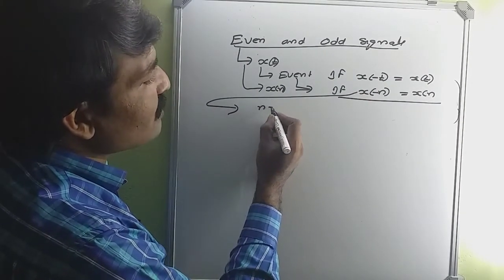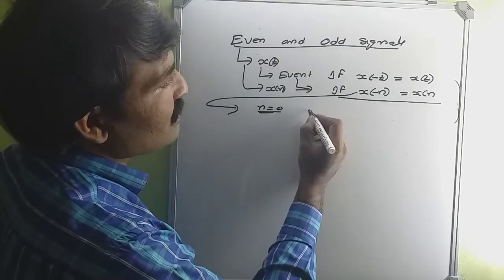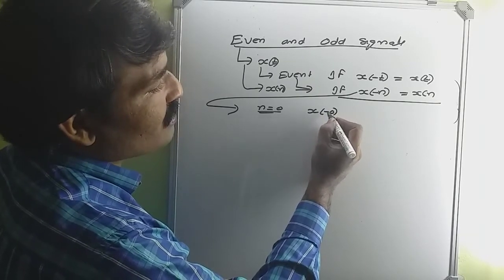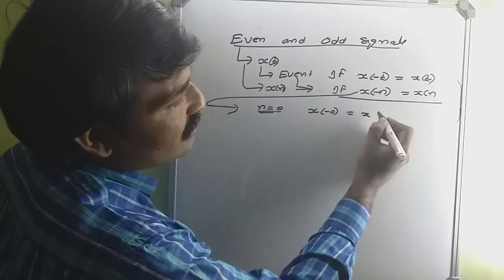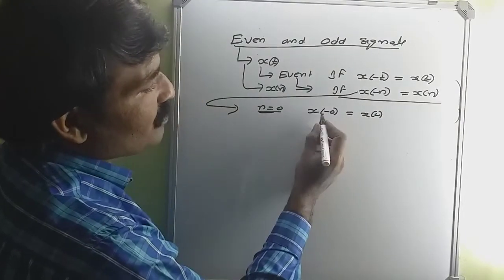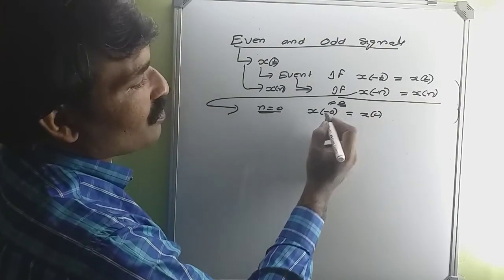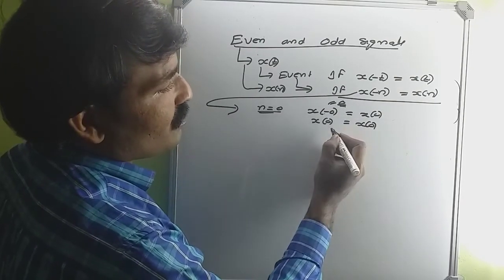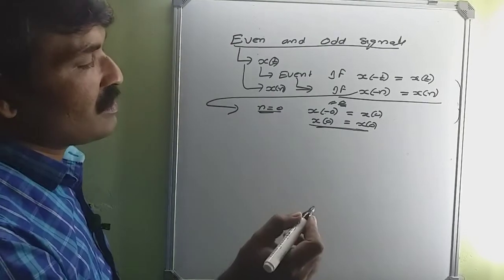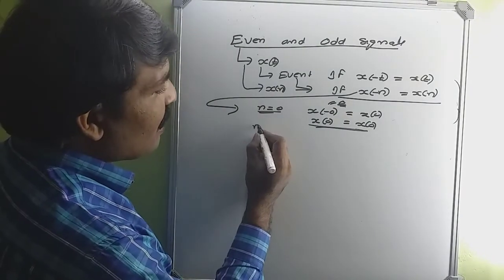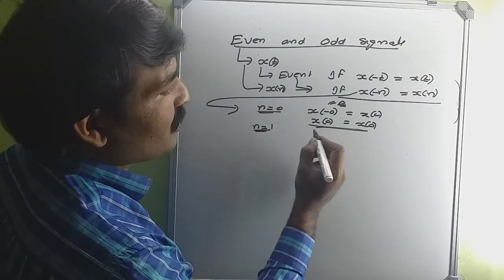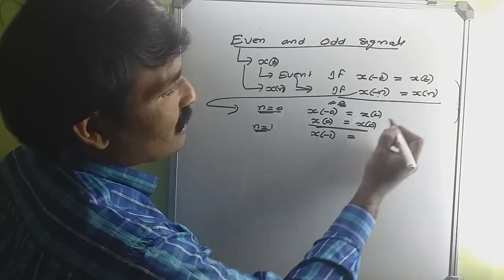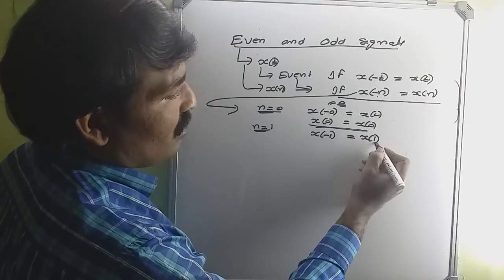So when n is equal to 0, what happens? This implies x of minus 0 is x of 0. That means minus 0 is 0. X of 0 is equal to x of 0. Now n is equal to 1. What has happened? That is x of minus 1 is equal to x of 1.